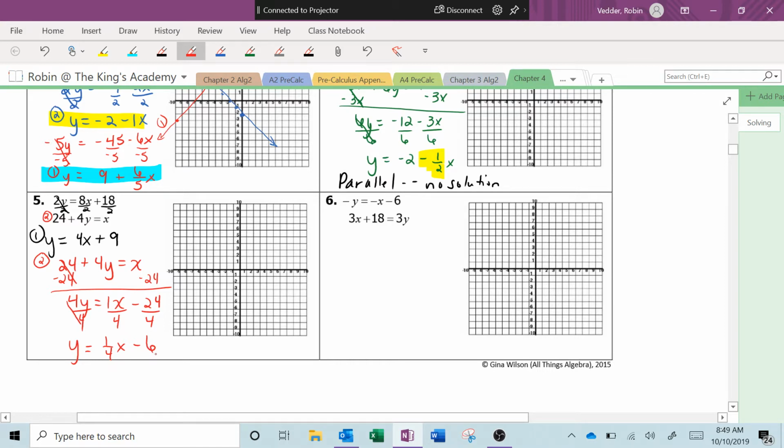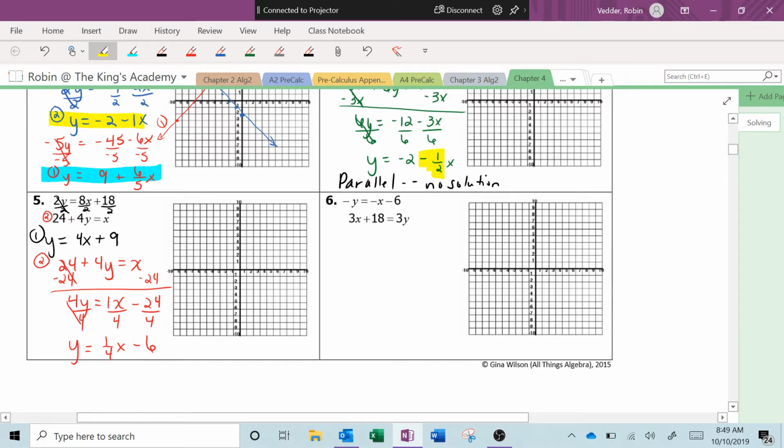And look at the slopes, guys. 1 over 4. Oh, that's not negative, so okay, never mind. I was going to say they look like they're going to be perpendicular, but this is not negative. To be perpendicular, they'd have to be the opposite sign as well as the reciprocal. So they're not even perpendicular.